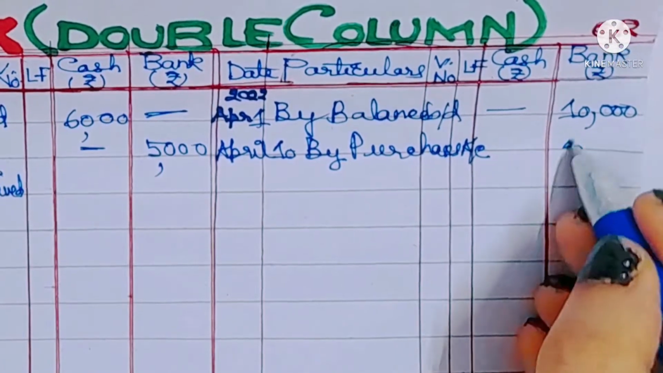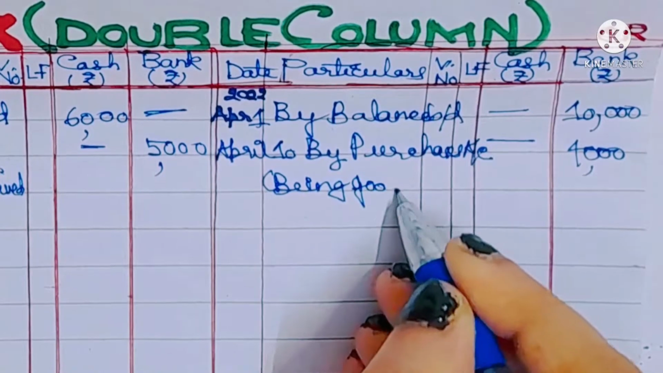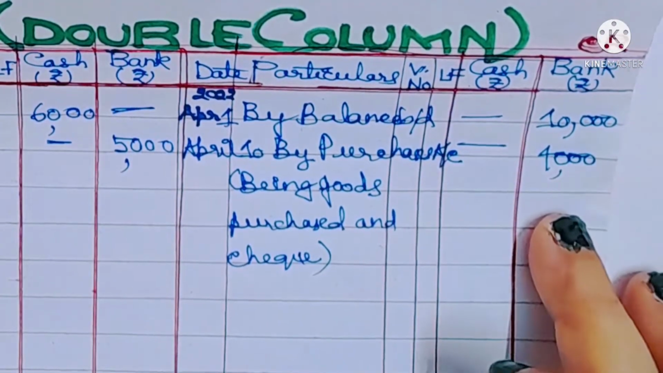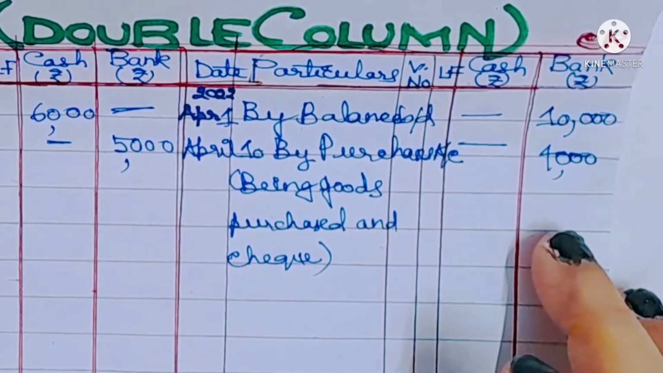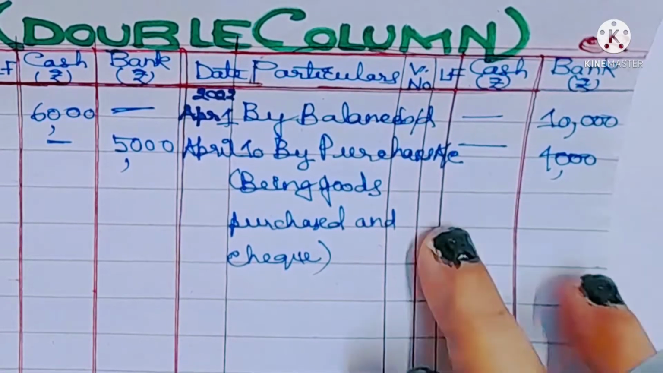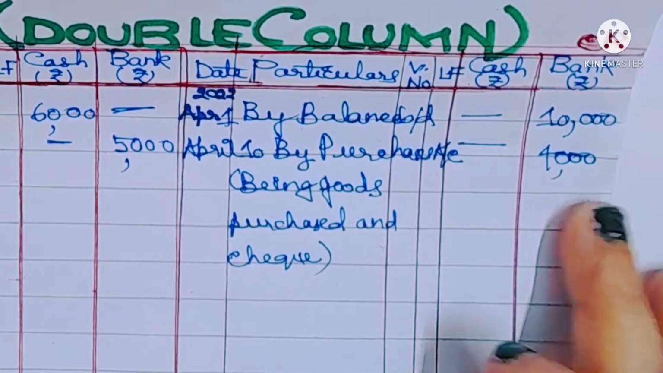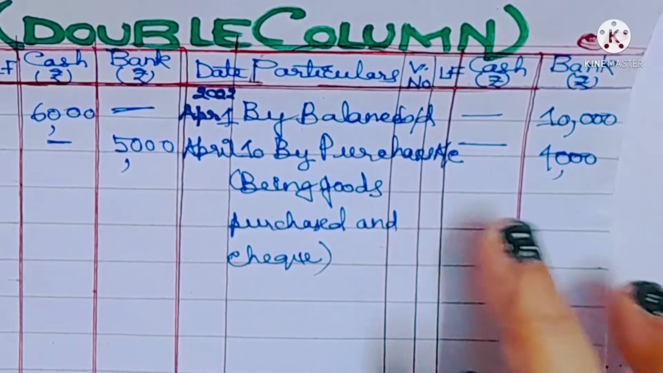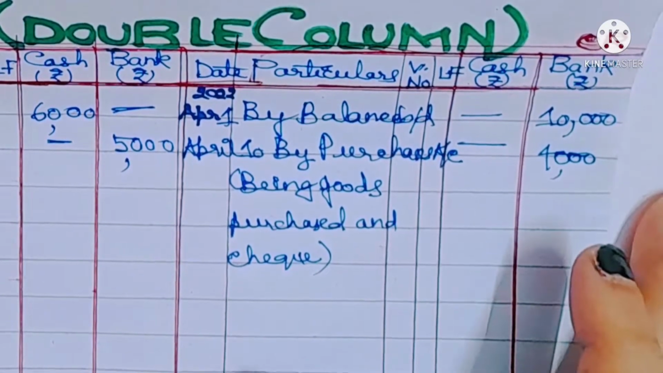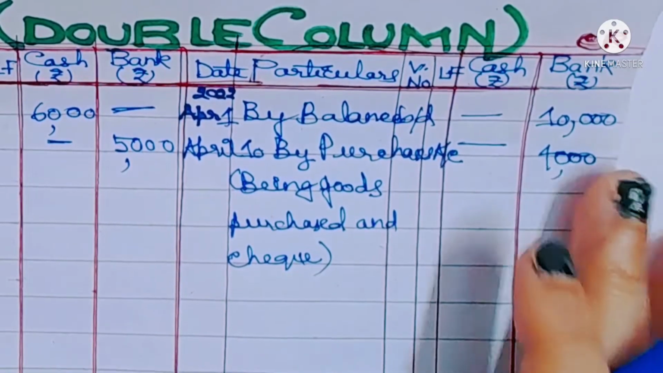4,000 in the bank column. Being goods purchased and paid check. And moreover, bank column represents bank account. So bank comes under personal account. According to personal account, the giver of the benefit is credit. So here, when goods are purchased, check is paid. So bank is the giver of check. So bank is the giver of the benefit. Okay, so 4,000 will be credited. Understood? So now let's see the next transaction.